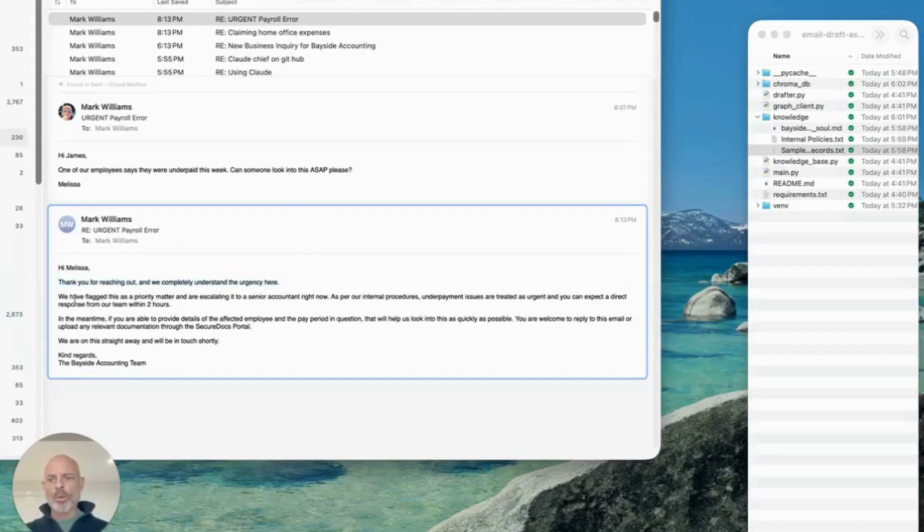Okay, good. We have flagged this as a priority matter and are escalating it to a senior accountant right now as per our internal procedures. Okay. In the meantime, if you're able to provide details of the affected employee. Okay. All right. So it's escalated, but it's also getting on the front foot and saying we need some information here as well for us to do this investigation. Again, I reckon that's a good response. So for me, it's 3 out of 3.